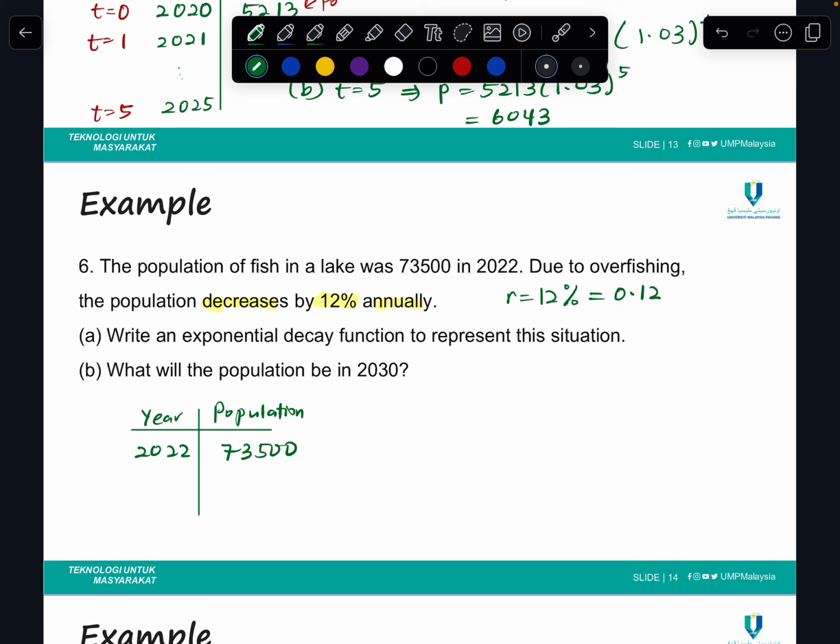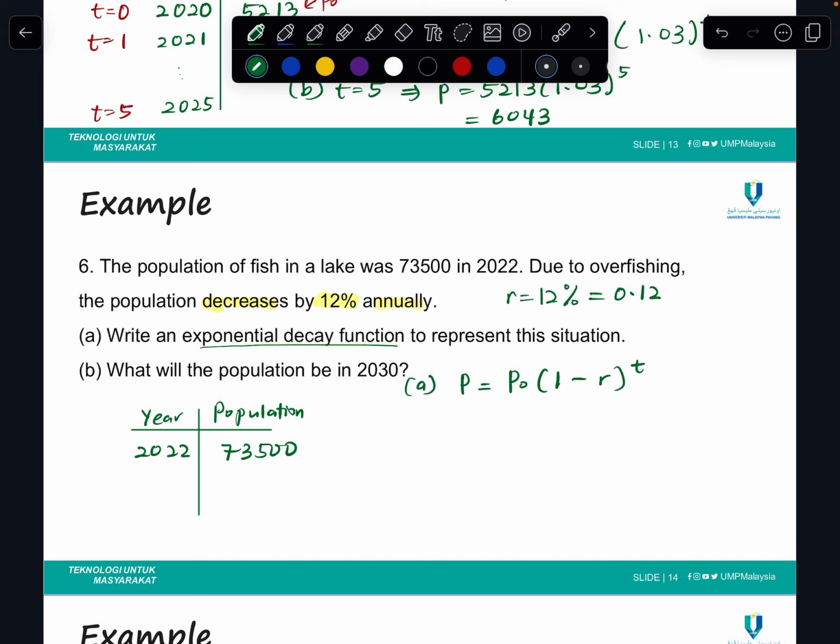Question A, write the exponential decay function to represent this situation. So the format is like this: P equals P naught (1 minus r) to the power of t. Here we have minus because of a decrease or decay function. It contradicts with growth. If you want to formulate a growth function, you must change this operation into addition. But for this specific case, since it is a decay function, the format should be 1 minus r.